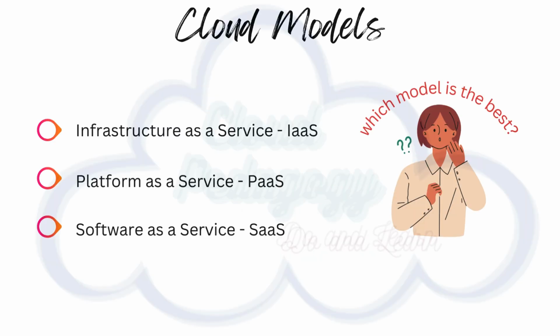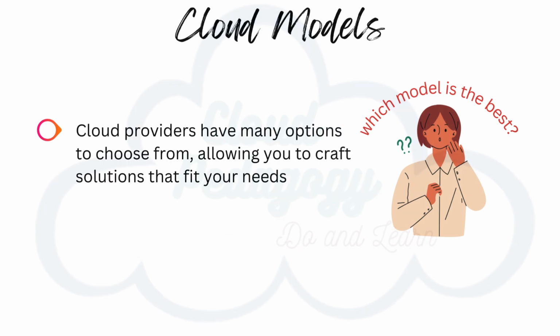Now, if you are wondering which model is the best, I'm sorry to say the answer is there is no best. Actually, there is no best thing is something you will hear frequently, and it doesn't mean that things are complicated in the cloud. It just means that cloud providers like AWS have many options to choose from, allowing you to craft solutions that fit your needs.